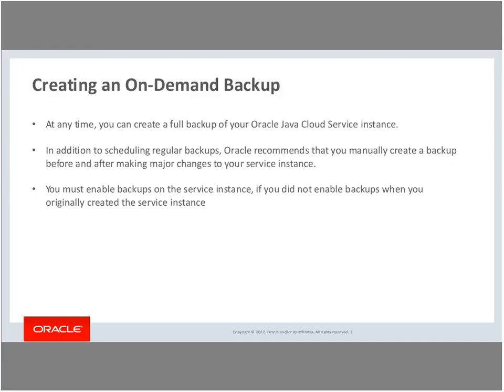At any time you can create a full backup of your Java Cloud Service instance. In addition to scheduling regular backups, Oracle recommends that you manually create a backup before and after making major changes. As I said, you must enable backups on the service instance. If you did not enable backups when you originally created it, then you have to enable them. Basically, you can turn backups on and off. If you disabled them and want an on-demand backup, make sure you enable backups again. Otherwise, you'll get a pop-up window saying you have not enabled the backup.